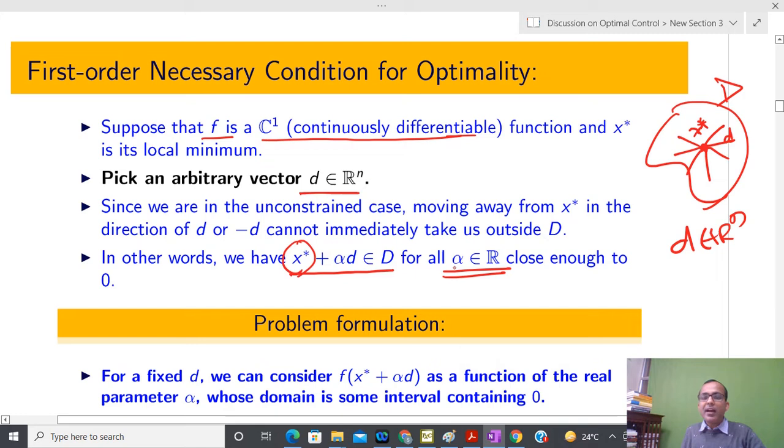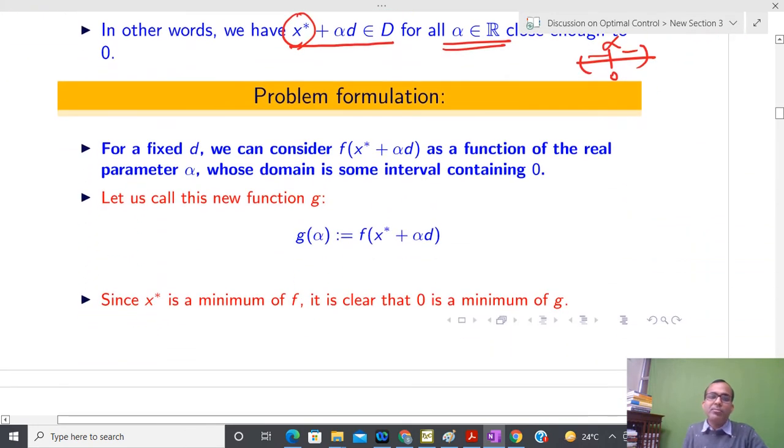And due to that reason, what I am telling is that I can vary alpha, and alpha is very close to 0. So here, this is the situation for alpha, either positive or negative, that doesn't matter. So let us come to the problem formulation.